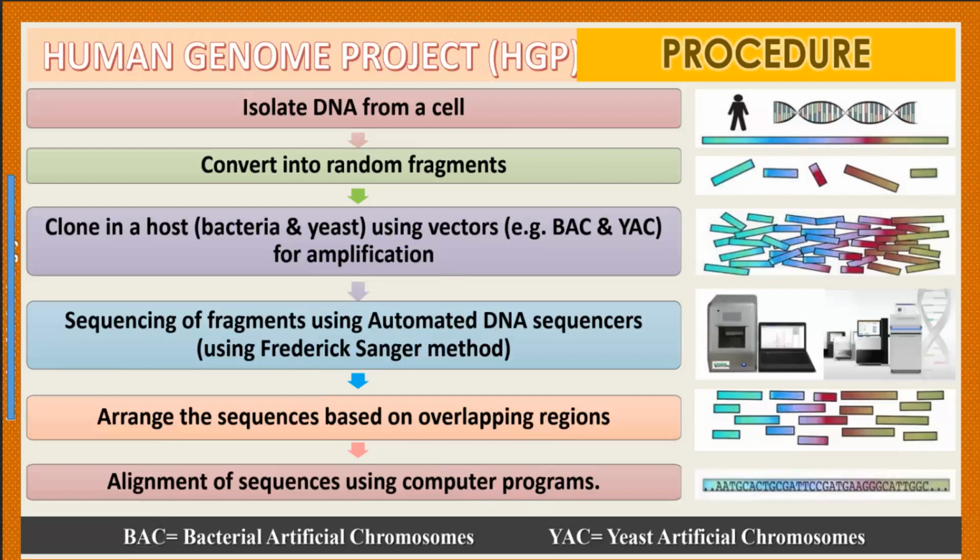Then finally, align the sequence using a computer program. Make a long stretch and align it. That is the final step. And for this, you use these two vectors, BAC and YAC: bacterial artificial chromosome and yeast artificial chromosome. These are vectors which will make copies of the DNA. So you copy this procedure.